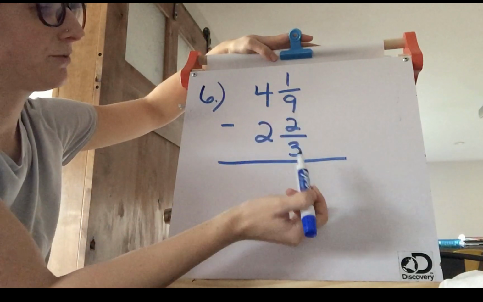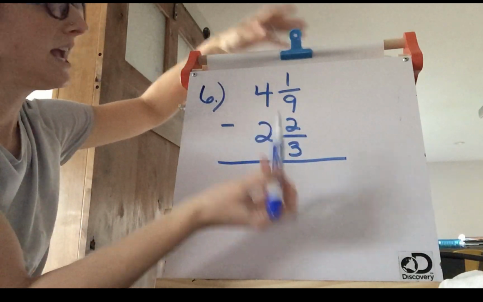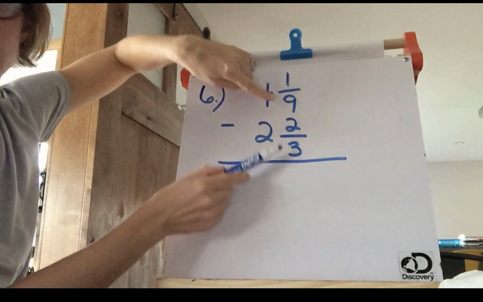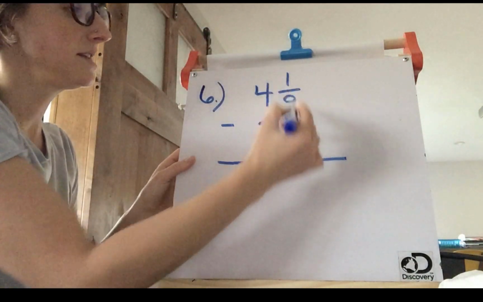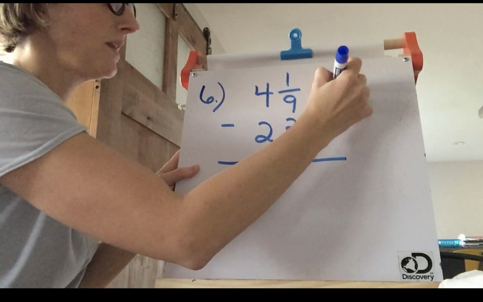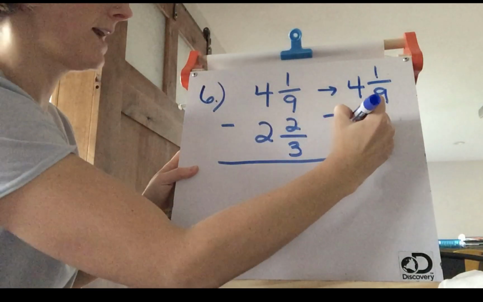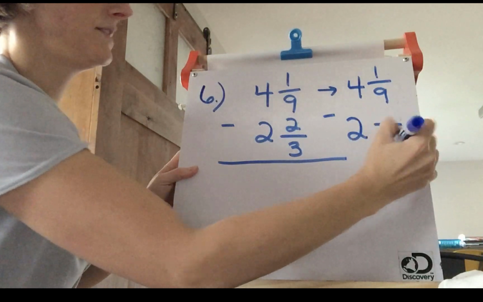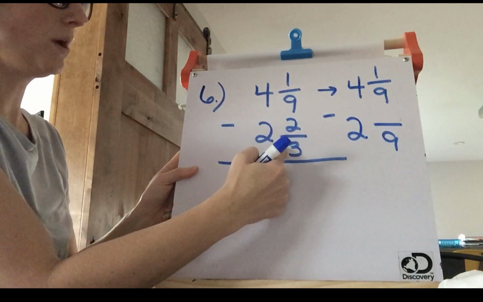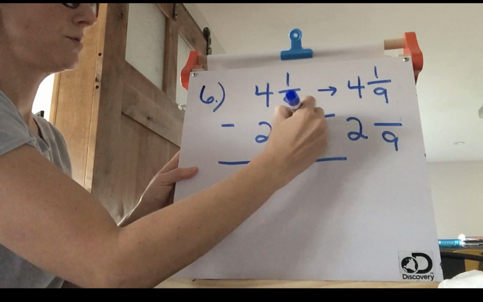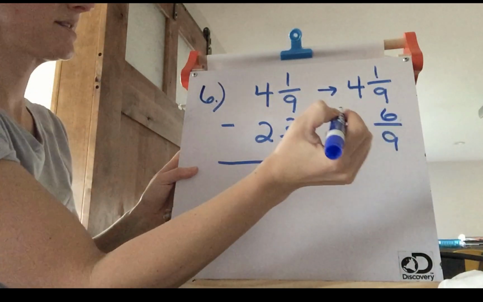What is a multiple 9 and 3 share? 9. And remember, if you're like, gosh, I don't know, just multiply these numbers together. That would be 27. That's a multiple that they share. Since I know that they share 9, I'm going to leave 4 1/9 as it is. I need to find an equivalent fraction with 9 in the denominator for this one right here. What times 3 gives me 9? 3. So 2 times 3 is 6.